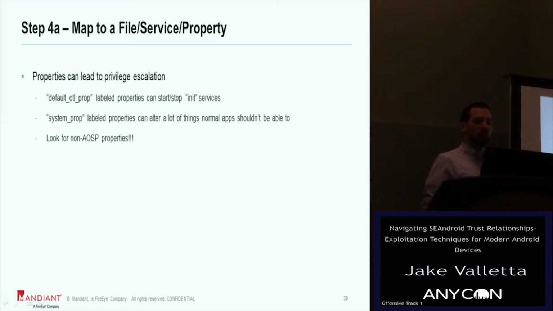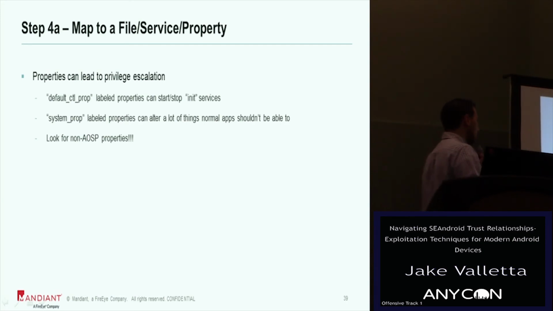So you can make all sorts of funky changes to properties that other processes are loading from, and additionally also maybe look for those triggers I was telling you about where you can actually have actions occur when you modify properties. Also, the default CTL prop label is the label required to start and stop init services. Init services mostly run as roots though, and they're not usually labeled with very restrictive labels because they're just not, unfortunately.